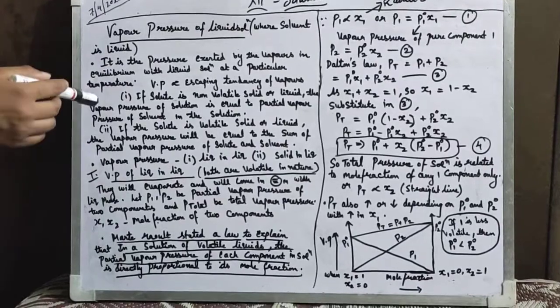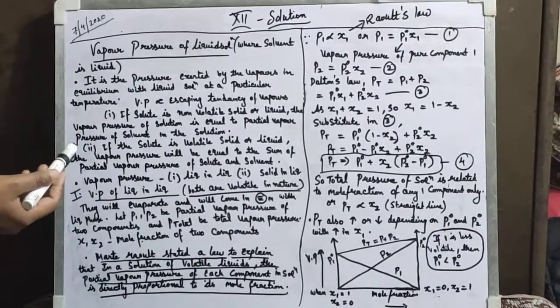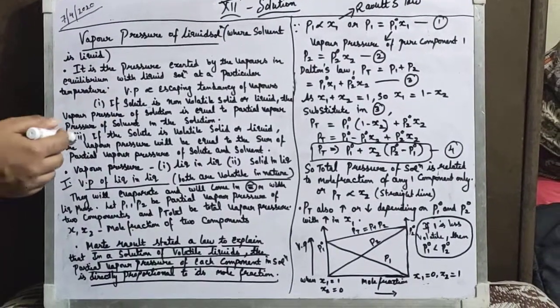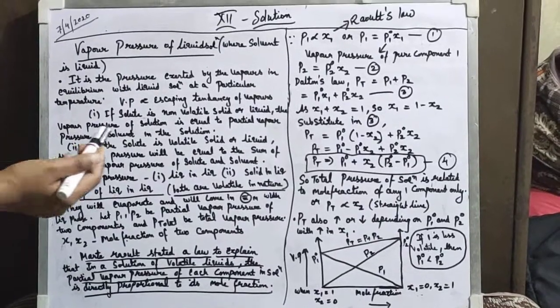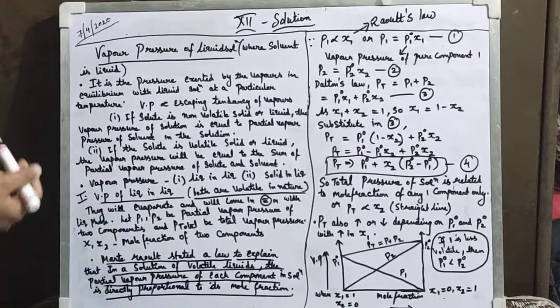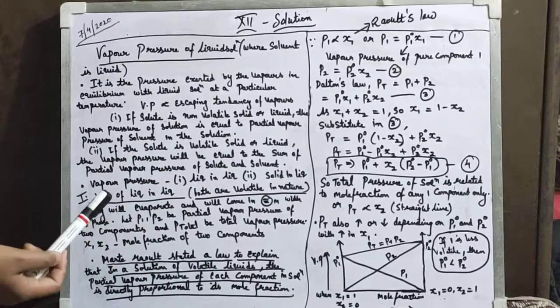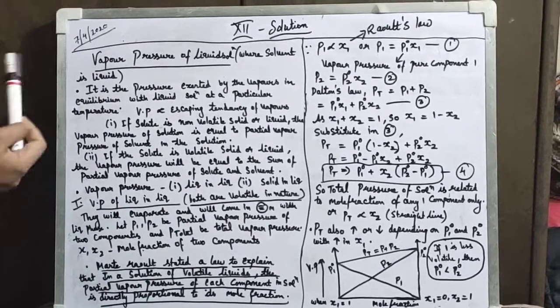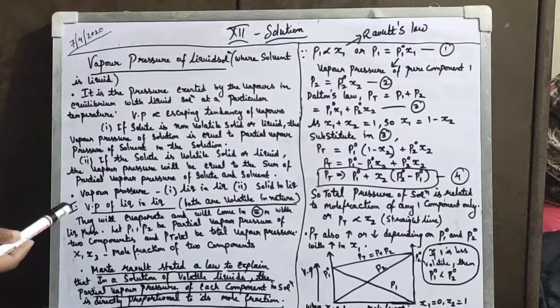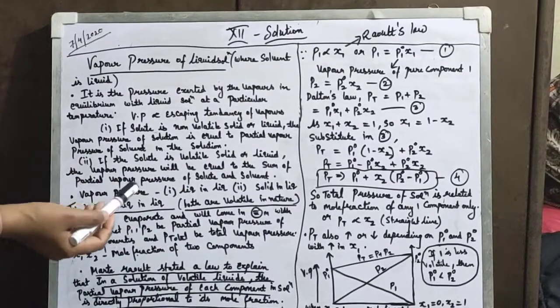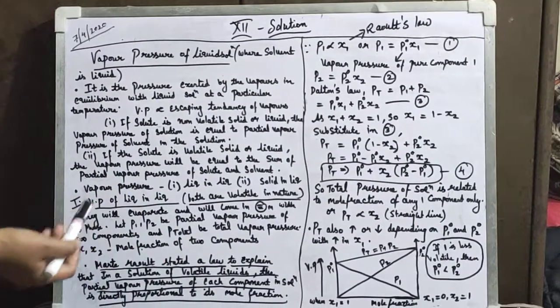Now next, we are going to the next term. If we want to calculate vapor pressure, then we can find two specific properties: if I take liquid in liquid and a solid in liquid, then what will be the effect on vapor pressure. So in the first case I am taking vapor pressure of liquid in liquid. So what is that liquid in liquid?